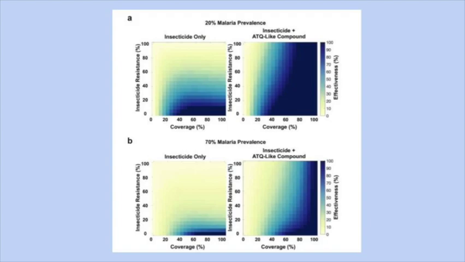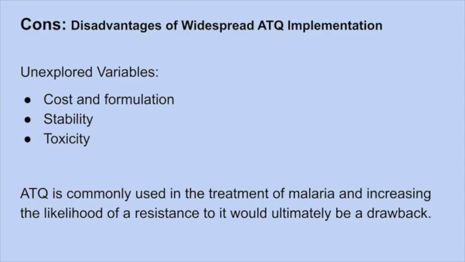With insecticide only in both 20% and 70% malaria prevalence, we see that the effectiveness is much lower than with the ATQ. While the use of ATQ to prevent malaria transmission in a proof-of-concept study has shown considerable results, there are still a number of unexplored variables that may lead to this treatment being less effective than anticipated. Factors that need further experimentation include cost and formulation, or whether ATQ can be produced in an efficient enough manner for widespread use, stability, or how long ATQ can remain on a surface before becoming ineffective, and toxicity, including what other effects ATQ may have on both humans and the surfaces and environments it is applied on.